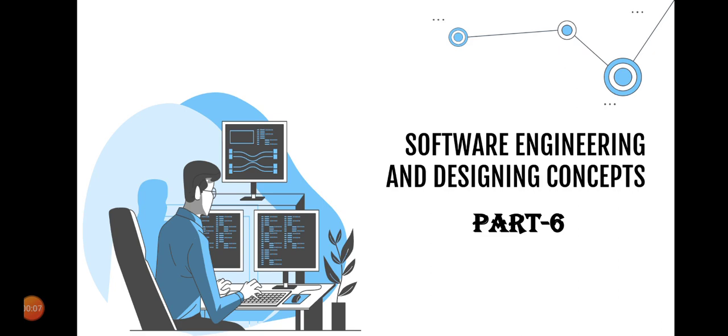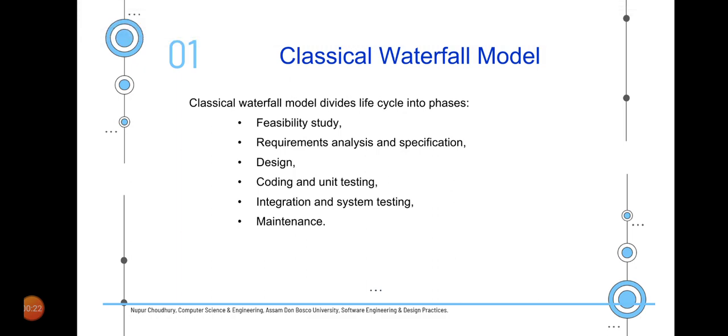In today's session, we will be dealing with the classical waterfall model, which is the first life cycle model that has been discussed in our previous session. So let's get started. The classical waterfall model can be divided into 6 different phases: feasibility study, requirement analysis and specification, design, coding and unit testing, integration and system testing, and maintenance.